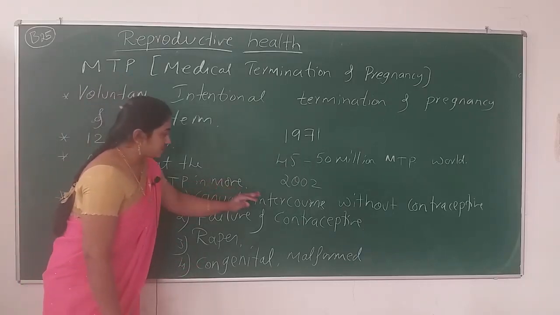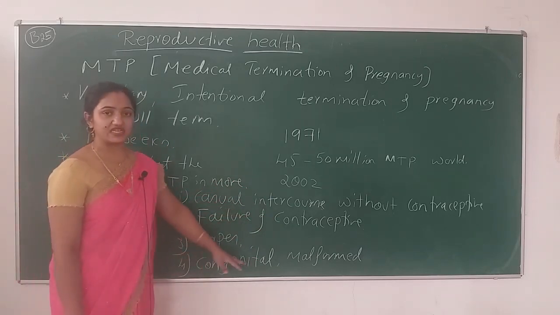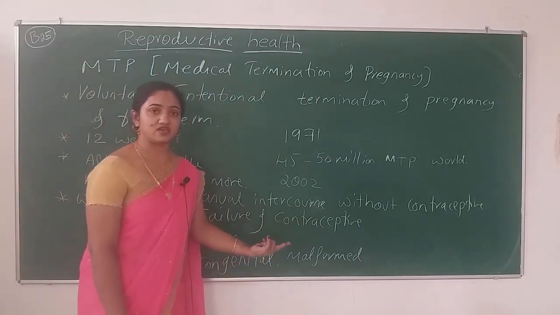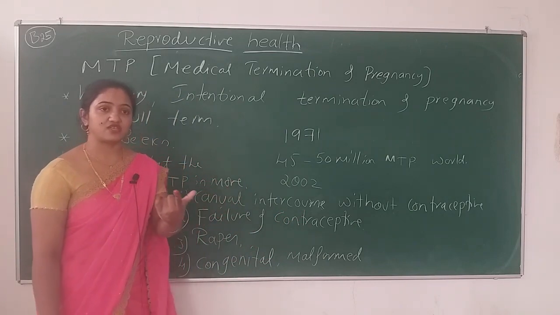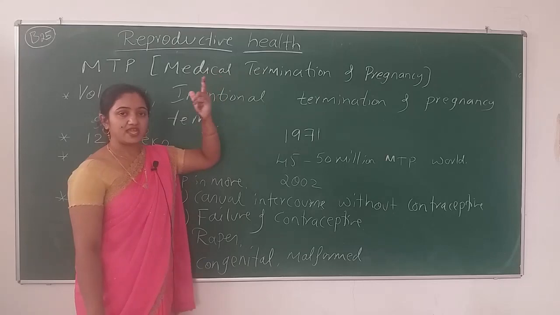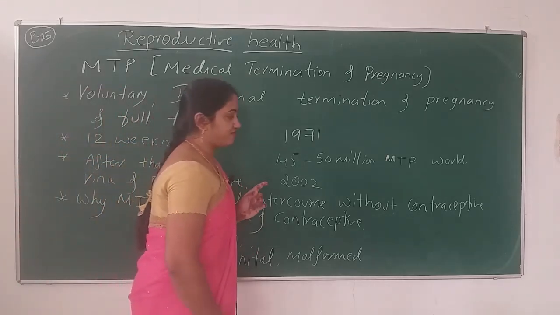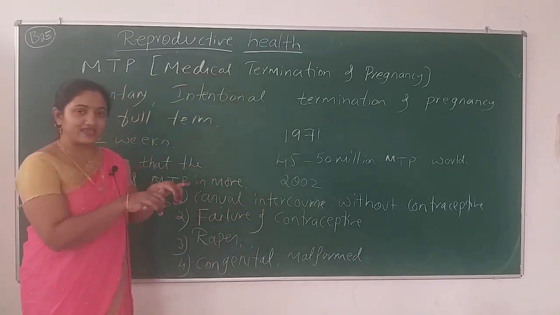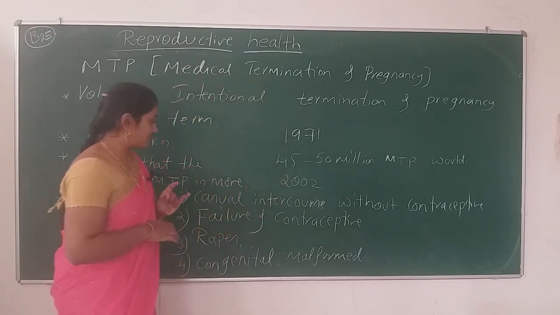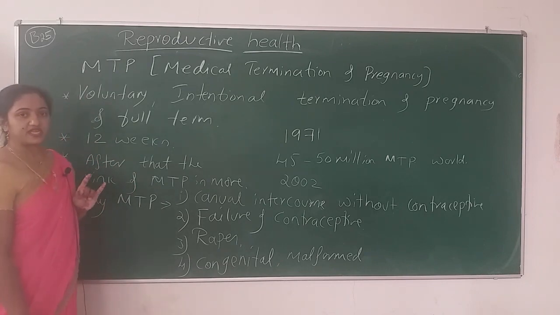Also, you can add here a continuous pregnancy. If one child is born in this year and in the next year she is conceiving again, in that time also the doctors can suggest the MTP, only for the good health of the mother and the first child. To have a gap between one child and another child, the MTP can be suggested. So these are all the reasons for MTP.